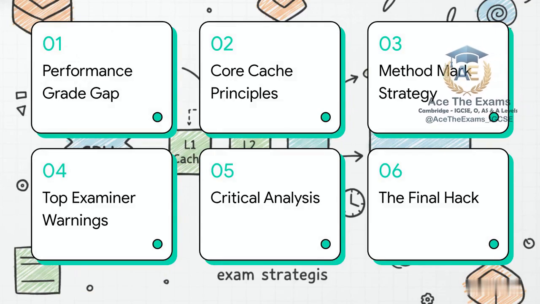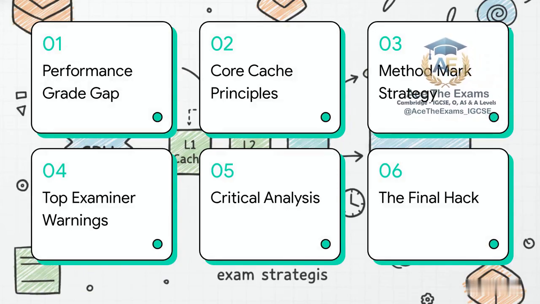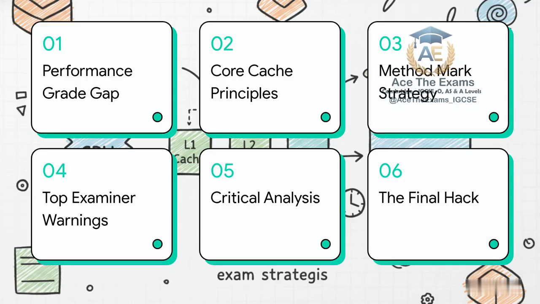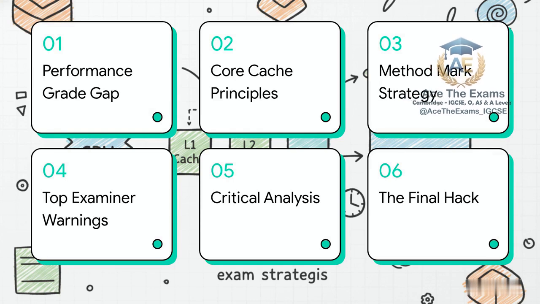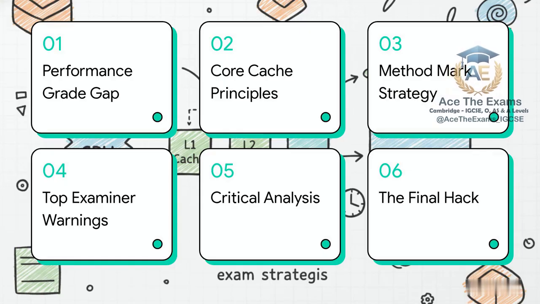To get you operating at that A-star level, we are going to journey right through the examiner's playbook today. Here's our quick roadmap for this explainer. First up, we'll uncover the performance grade gap and look at the biggest traps you need to avoid. Then we'll establish the core cache principles. Third, I'm going to reveal the method mark strategy. Fourth, we'll expose the top 3 examiner warnings pulled straight from Cambridge. Fifth, we'll tackle critical analysis and evaluation. And finally, stick around because I'm going to give you the final hack, a custom memory framework to absolutely guarantee you hit all the assessment objectives.